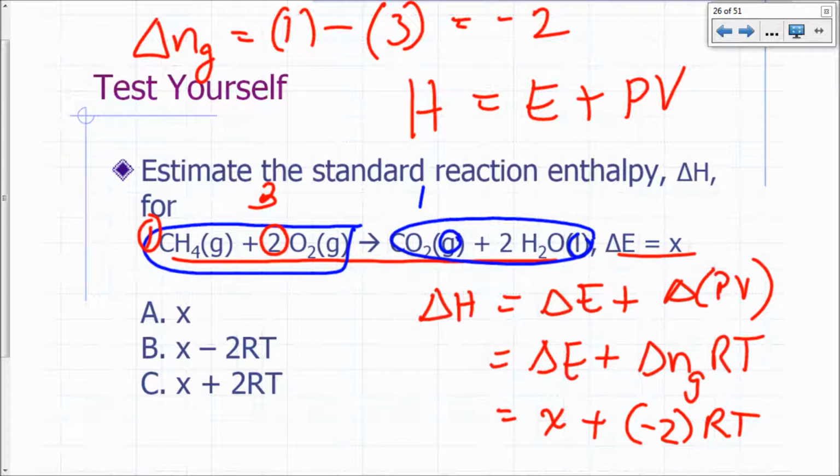So the answer to this question is, whatever delta E is, you subtract 2 RT. That will give you the delta H. Okay? So when you measure heats of reaction in a bomb calorimeter, you add delta N gas times RT to that. That will give you the delta H.